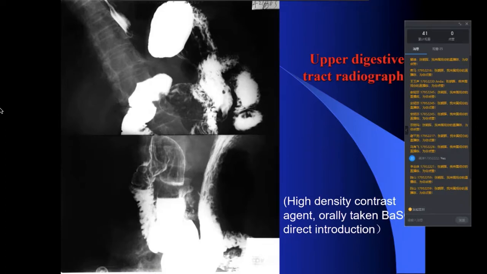And this slide shows images of upper digestive tract radiography. In this examination, barium sulfate, a high-density contrast agent, is orally taken and fills the upper digestive tract, including the esophagus, stomach, and the duodenum, and makes them display clearly. You see the stomach here, the esophagus, and also the duodenum.